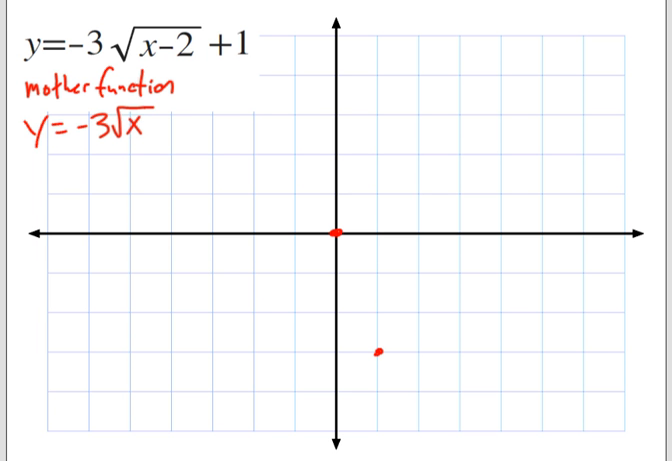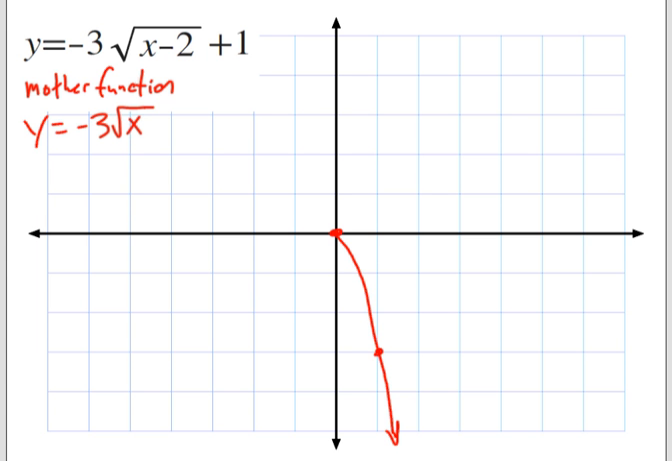How about we plug in 4? The square root of 4 is 2. 2 times negative 3 is negative 6. So I see that I can't fit that on my graph. So I'm going to start to draw this. So something like that. So this is my mother function.